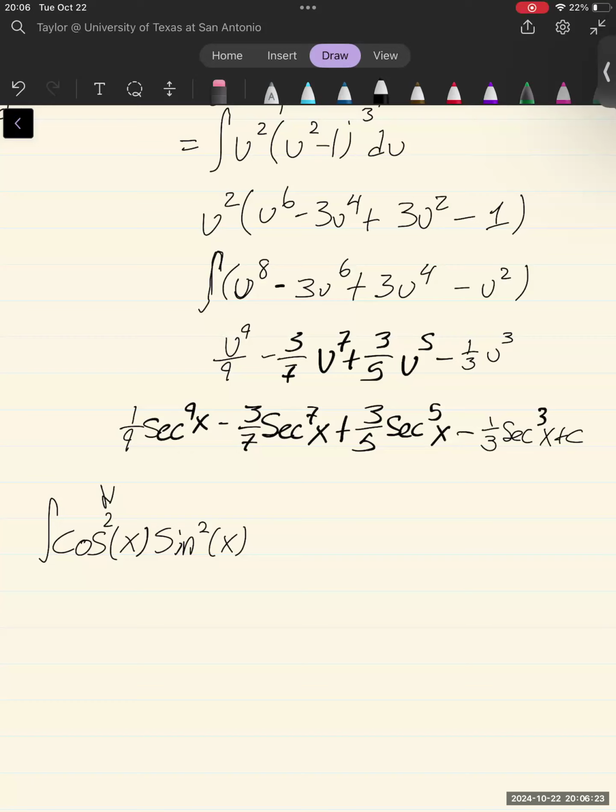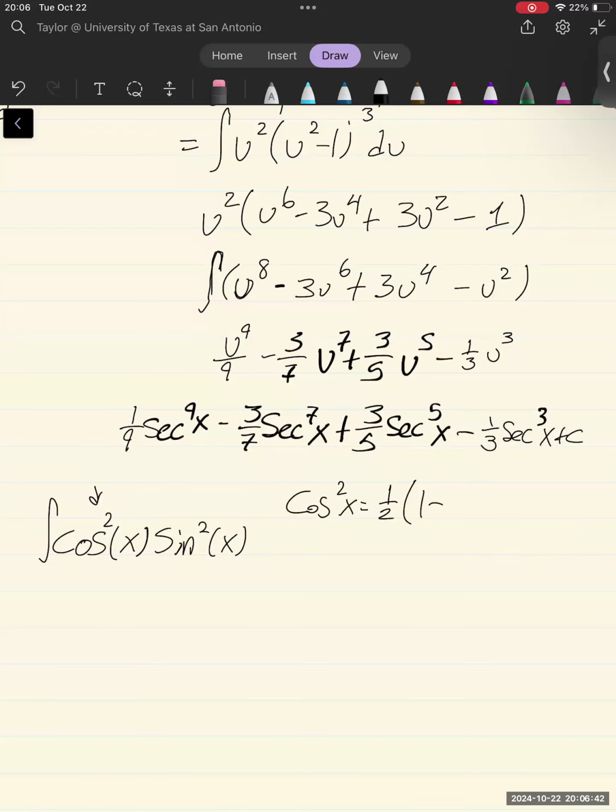Had the power reduction and the double angle in the homework. Okay, so yeah, let's cover this one real quick, and then we'll jump back and do the other one. So in this case, you guys know these identities, these power reduction identities, right? That's going to be cosine squared equals, go for it.